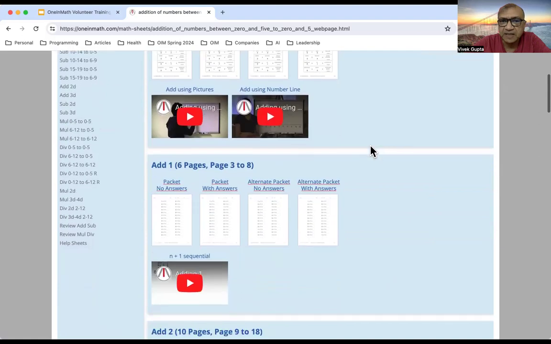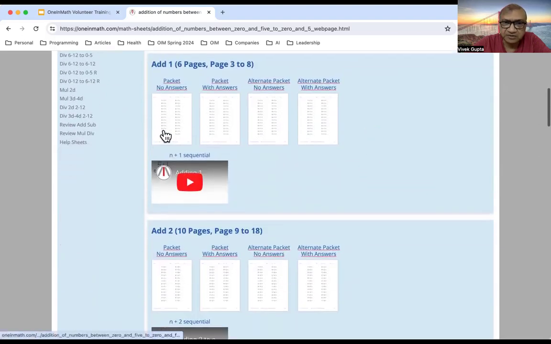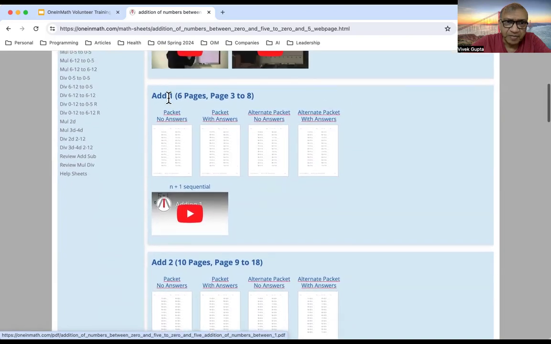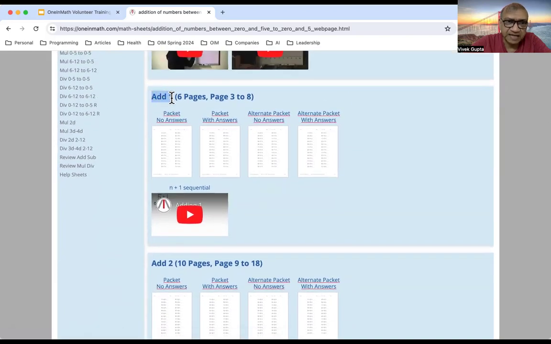Let's look at this one right here, because it's easier. What we have found is that if you need to repeat a packet, even if you print out the same packet, it's totally fine, because the kids really don't remember, oh, I did this problem or that problem. All the problems are similar anyway; the orders are just different. So this is the packet name. If you look at add 1, this is called the packet name. It tells you how many pages there are and the page numbers for this module.